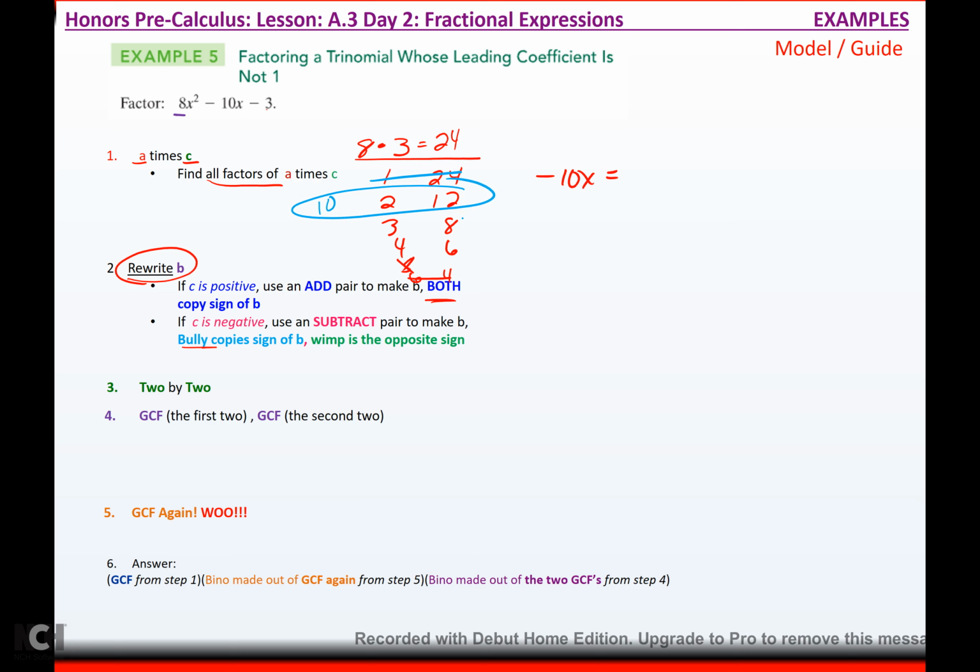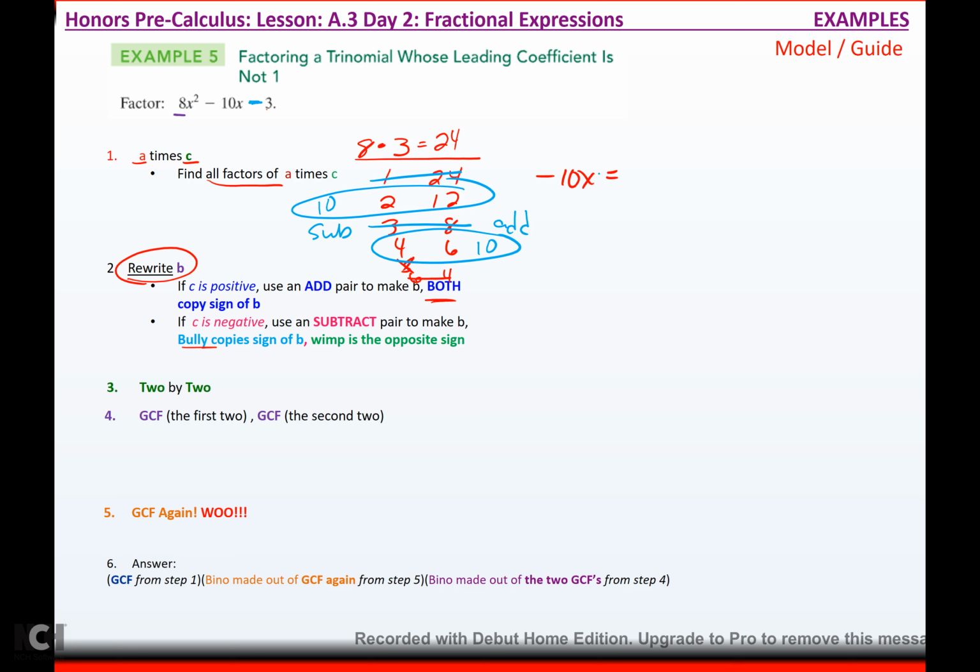3 plus 8 would be 11. 3 minus 8, or 8 minus 3, would be 5. No. 4 plus 6 is 10. So there's 2 ways to make 10 in the middle, which again does not happen very often. To make 10 here, I'd have to add. To make 10 here, I'd have to subtract. C will tell you which pair to use. If C is addition, then you use the adding pair. If C is subtraction, you use the subtraction pair.